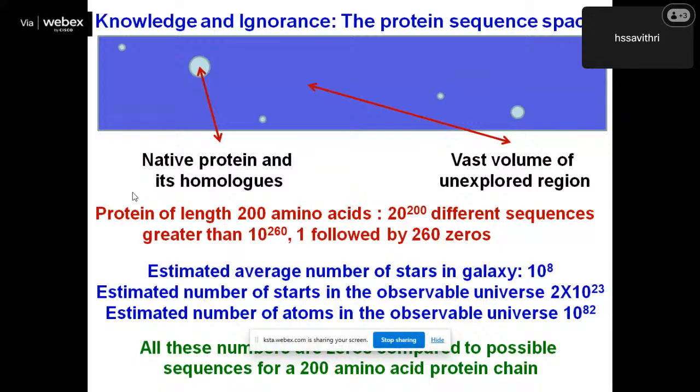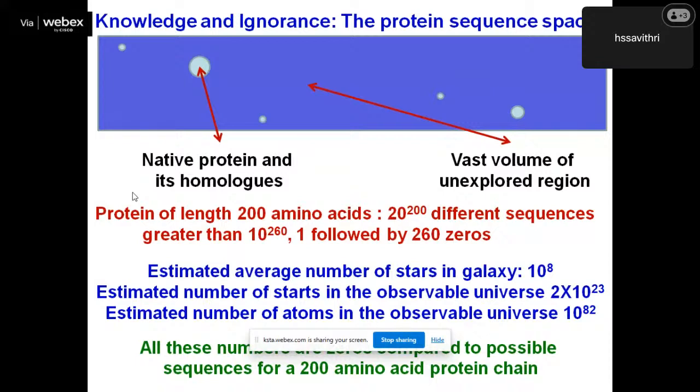What is this giant number? None of us can really imagine. We can only say this is very, very big. 1 followed by 260 zeros. For example, just to give a perspective of what we are talking about, the average number of stars in our galaxy is 10 power 8. 10 power 8 is 1/10 of a billion, or 100 million. Estimated number of stars in the whole universe is about 10 power 23, or take it as 24, then it will be a million, million, million, million, or a billion, billion stars.